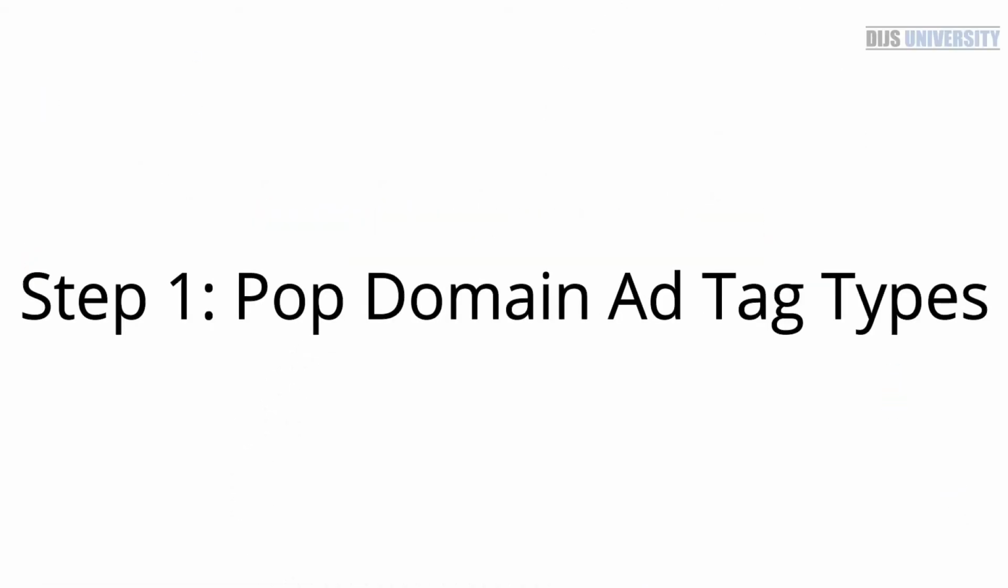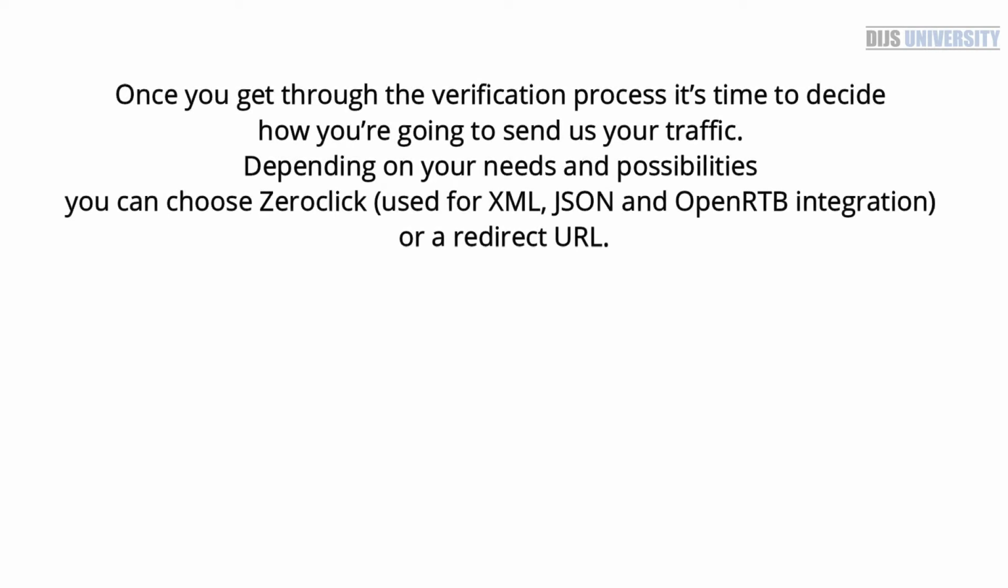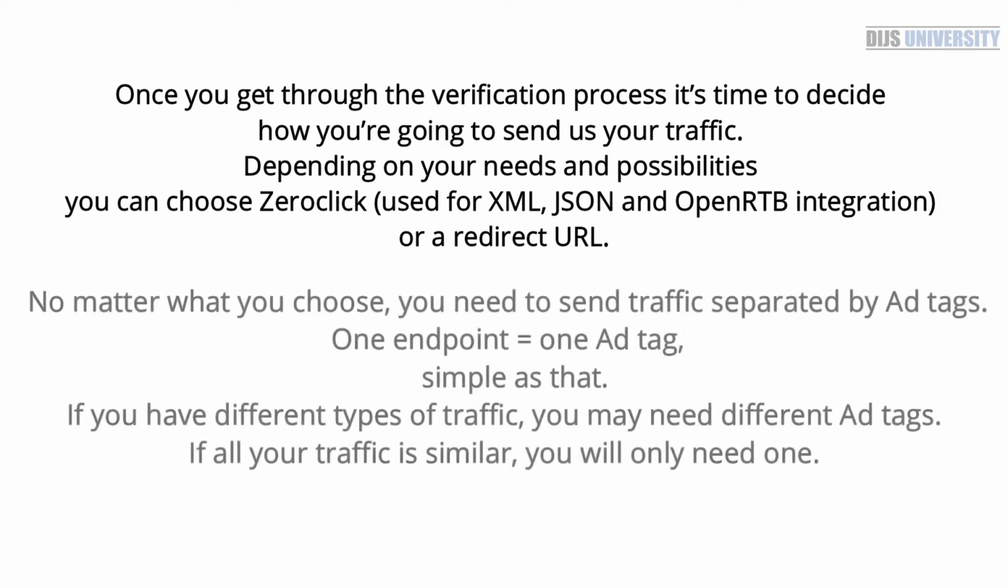Step 1. Pop domain, add tag types. So the good news is you can send traffic in 3 ways. Once you get through the verification process, it's time to decide how you're going to send your traffic to Zeropark. So depending on your needs and possibilities, you can choose zero-click or redirect URL. And no matter what you choose, you need to send traffic separated by ad tags.